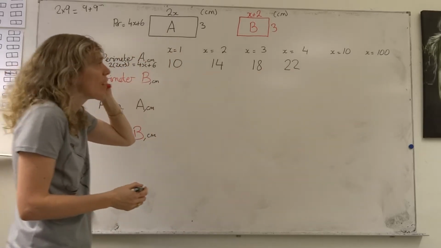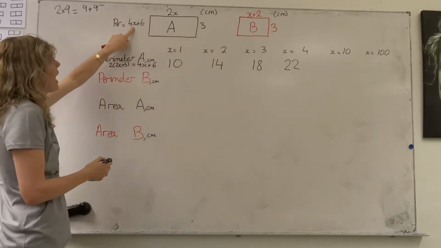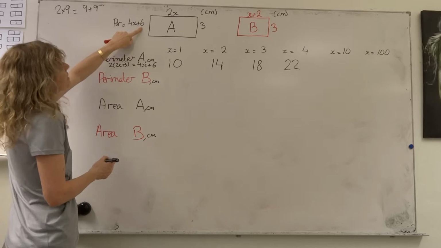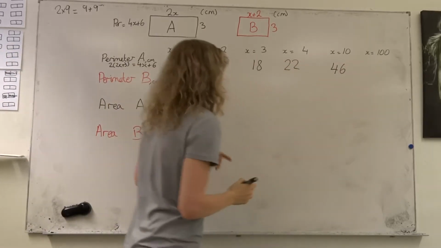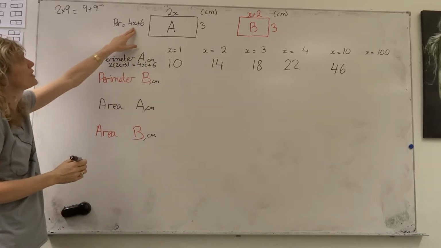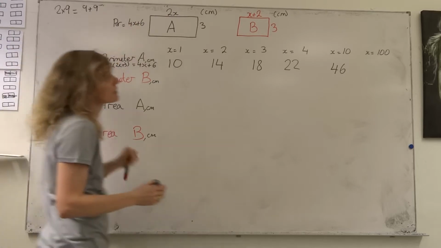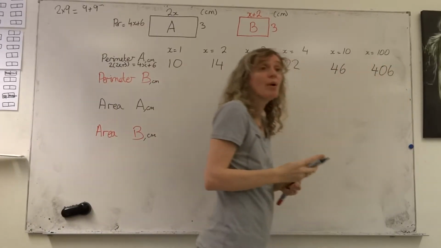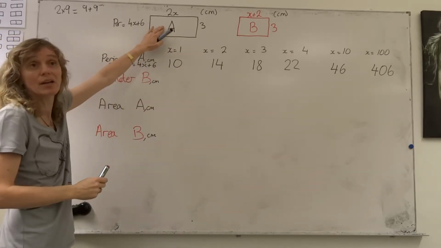But now, what happens when x equals 10 then? Well, 4 times x when x equals 10, 4 times 10 would be 40, plus 6 would be 46. What about when x is 100? 4 times 100 is 400, plus 6, 406. So now we know what the perimeter of rectangle A would be.